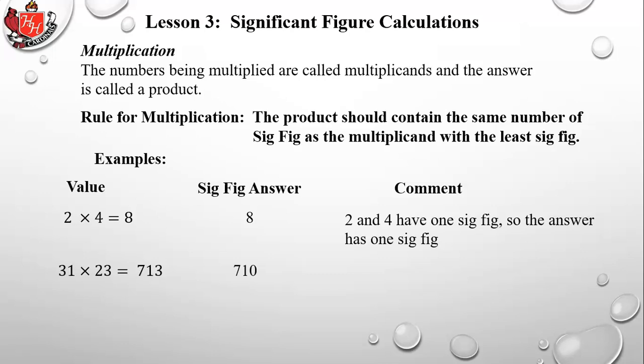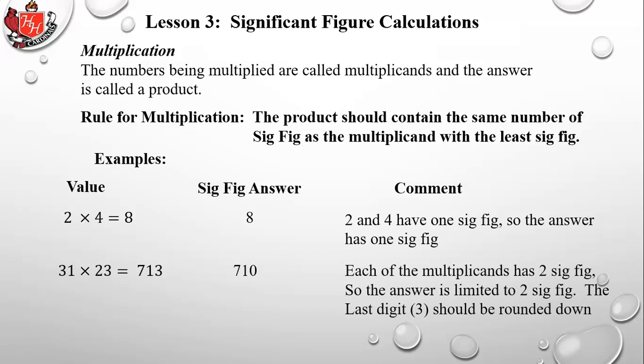Or you round the 1 using the 3, so that'll round it back down to 1 again. So it becomes 710. Each of the multiplicands has 2 significant figures, so the answer is limited to 2 significant figures. The last digit 3 should be rounded down.